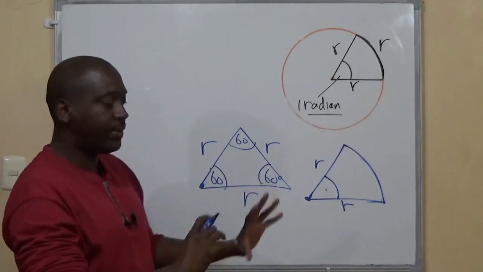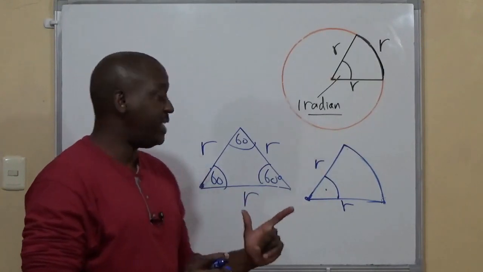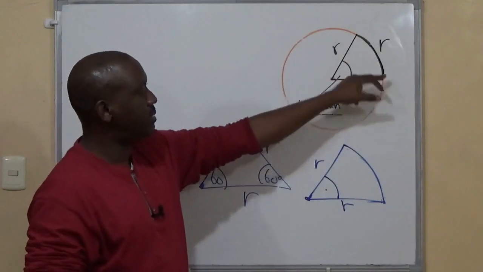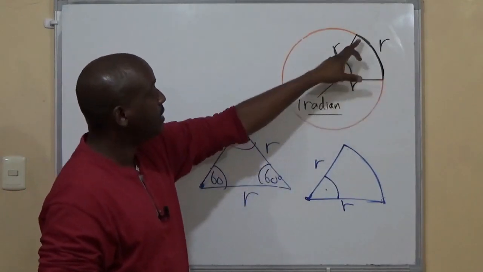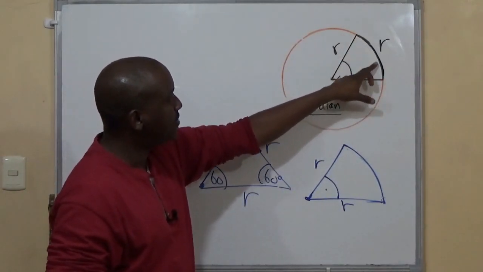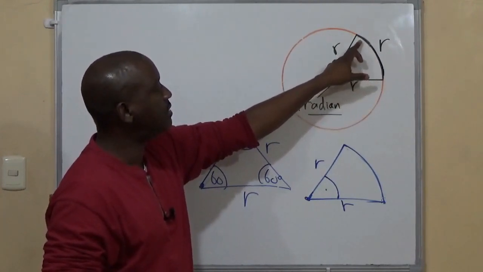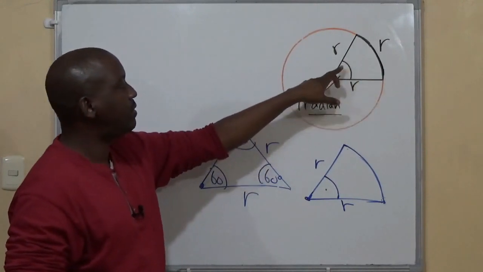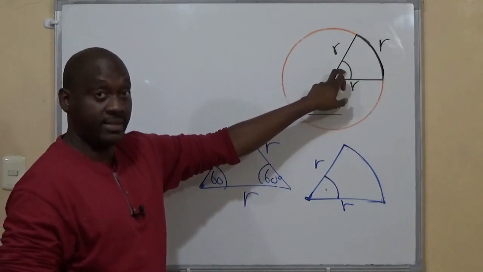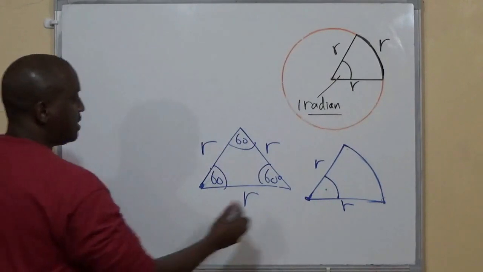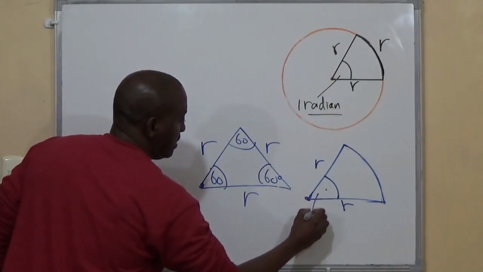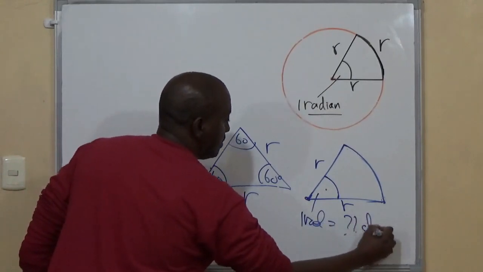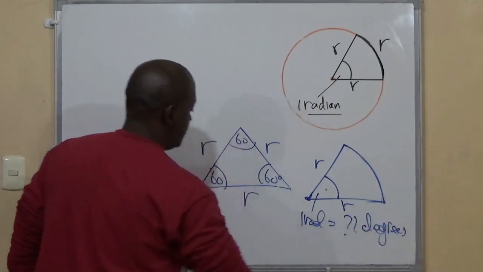We're in equilateral triangle mode, with the exception that one of these sides is now superimposed onto the circumference of a circle, so that instead of a straight line, you have an arc on the circumference equal in length to the radius. That is what gives you an angle of 1 radian at the center of the circle. So instead of being 60 degrees, this is 1 radian here. The question is, how many degrees? That is what we're here to answer.